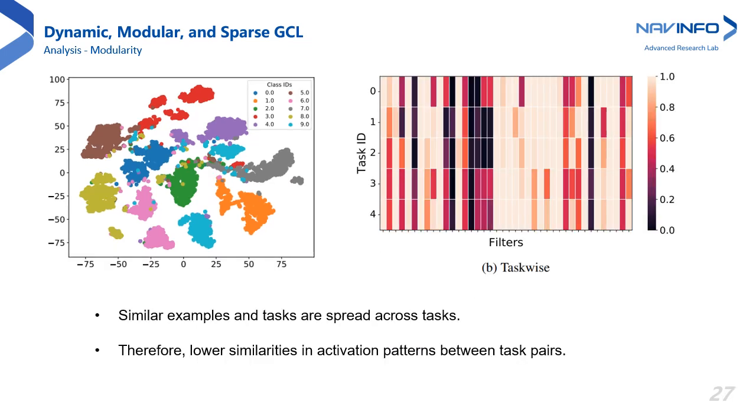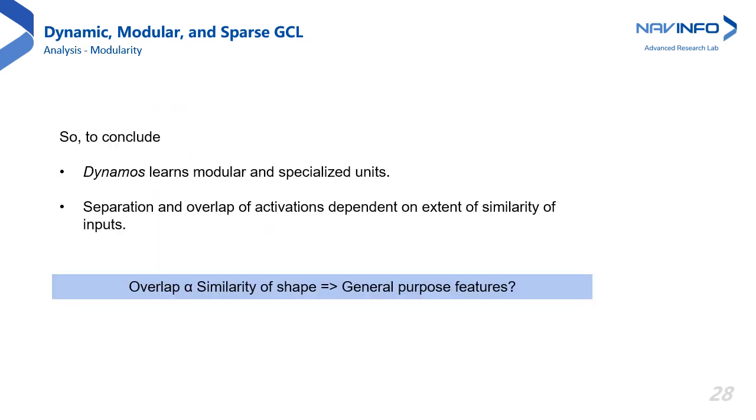Finally, note that the similar examples and classes are spread across tasks. This explains the lower similarities between activation patterns of task pairs. So, to conclude, Dynamos learns modular and specialized units. The separation and overlap of activations or specialized units depends on the extent of similarity of the inputs. We also contend that the overlapping activations for digits of similar shape suggest the learning of general purpose features.